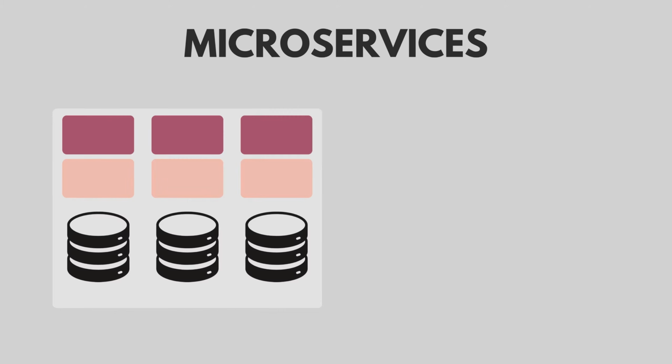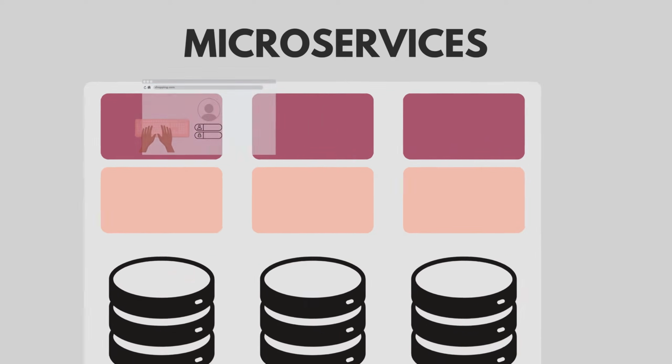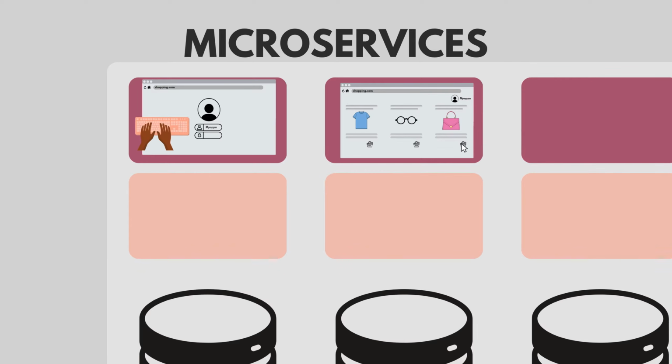And this is where microservices come in. Instead of having one big application, you can break it down into smaller independent services that each handle one responsibility. For example, in our online store, we can make one service look after the user login and authentication, one part to manage the products, and one part to manage the checkout. And then each of these services can be built, deployed, and scaled separately.